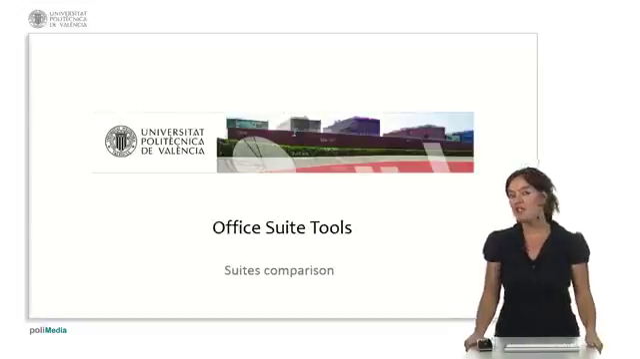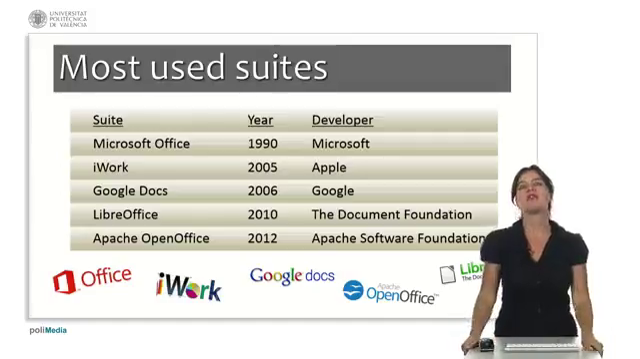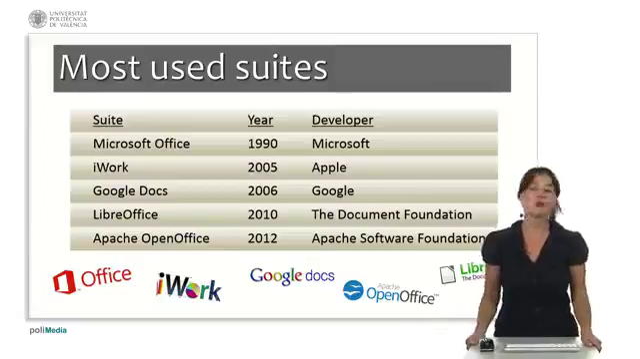Hi. So we've seen different components of an Office suite, and this final video wants to compare them all. Since the first personal computers were launched, many different Office suites have popped up. Everybody obviously knows Microsoft Office from Microsoft. We have iWork from Apple, Google Docs from Google, LibreOffice from the Document Foundation, and Apache OpenOffice from the Apache Software Foundation.